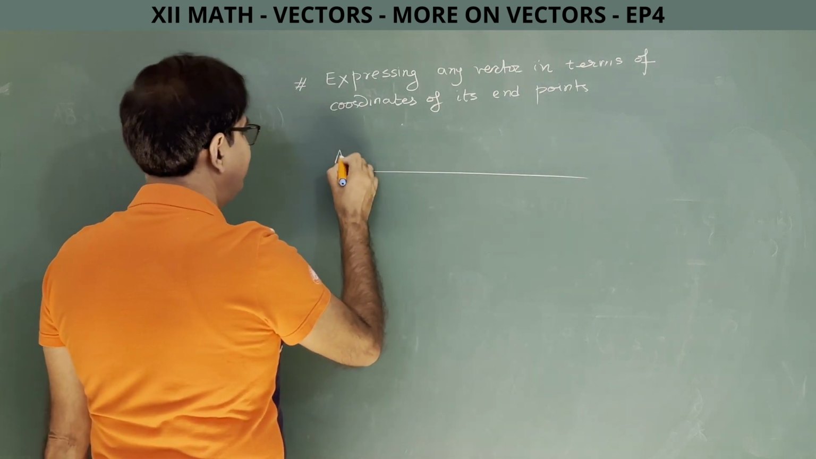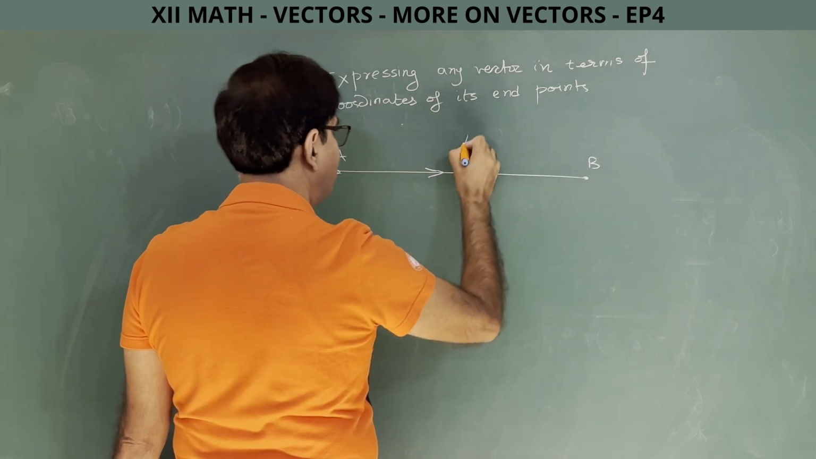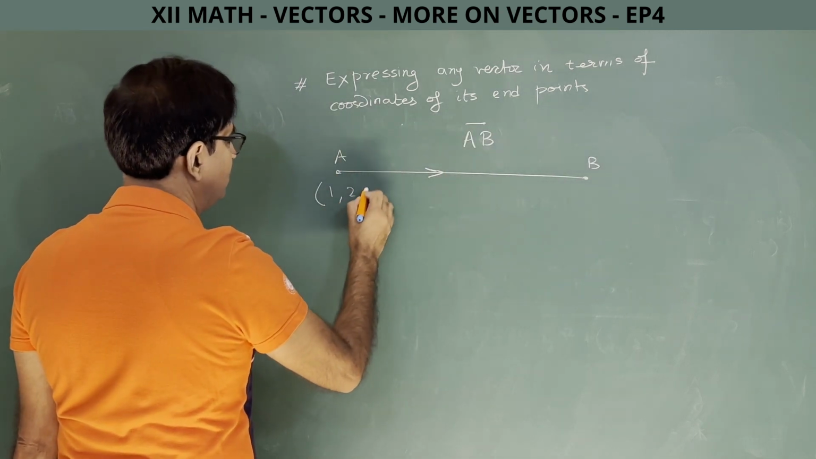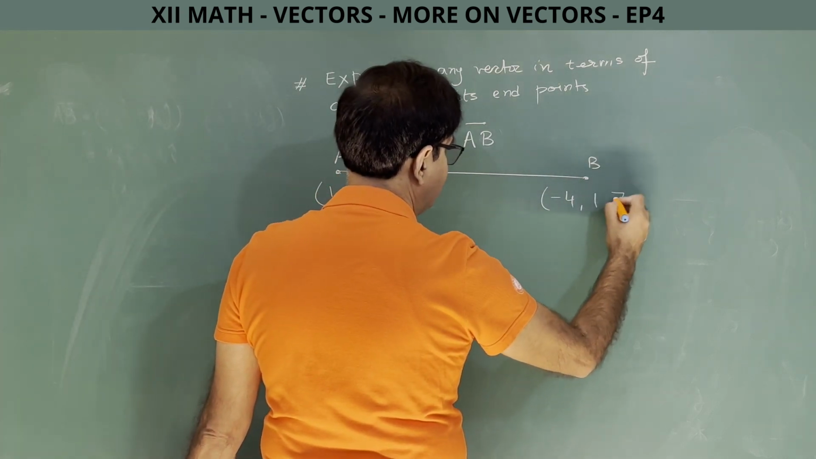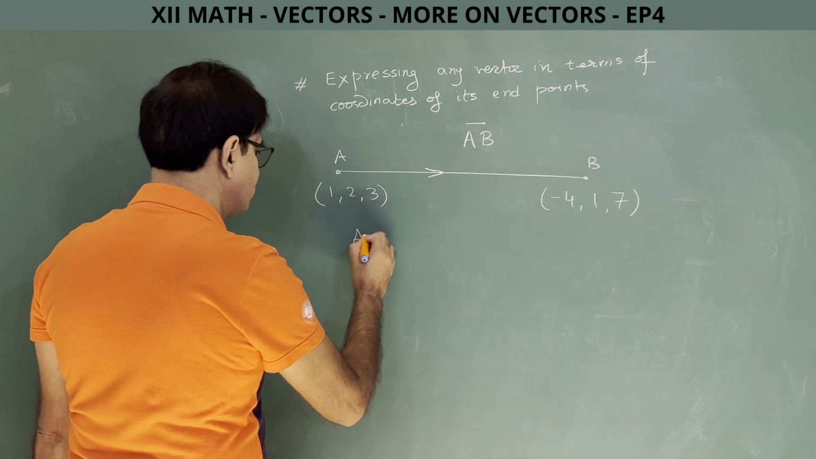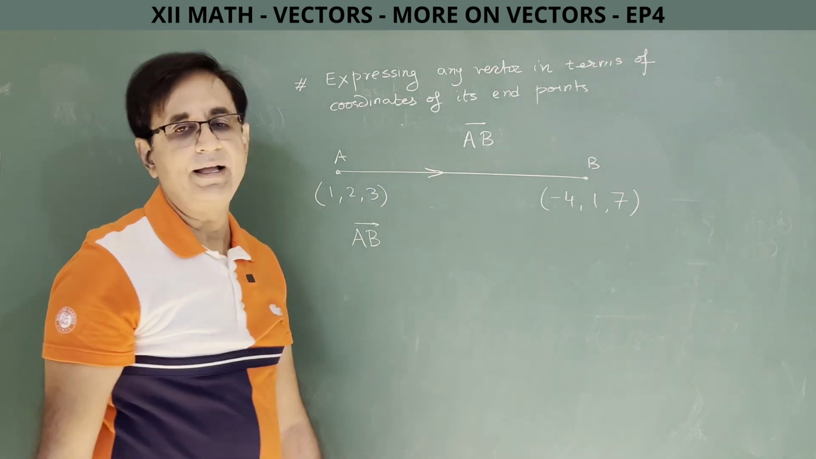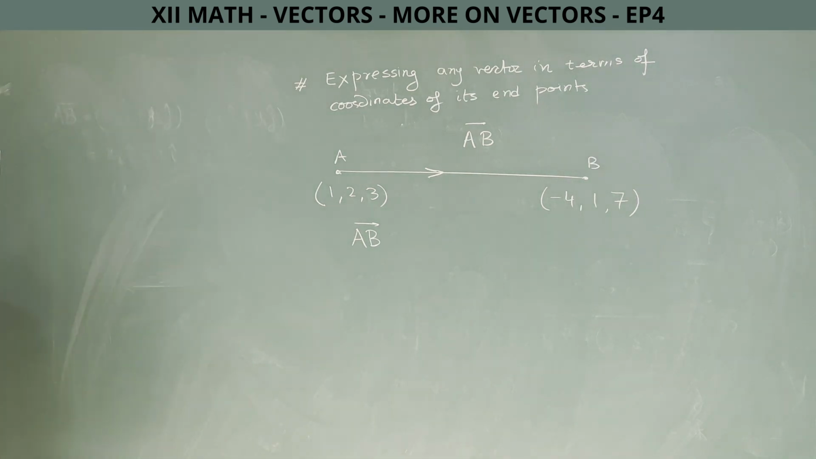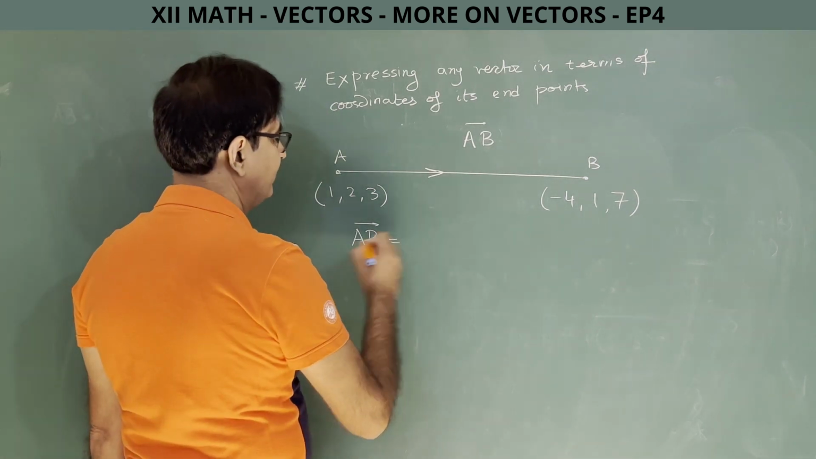I have a vector A to B, that is vector AB. So I will write it as vector AB. The coordinates of these points are 1, 2, 3 and minus 4, 1 and 7. Now I ask you to construct vector AB. So would you like to try? I will give you a few seconds. You go ahead and try writing vector AB.